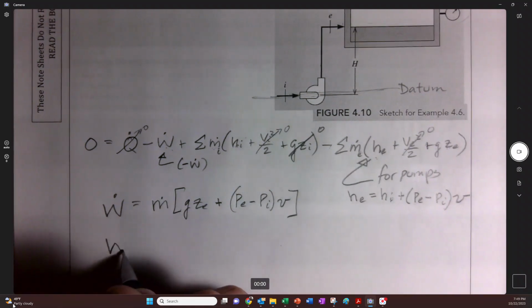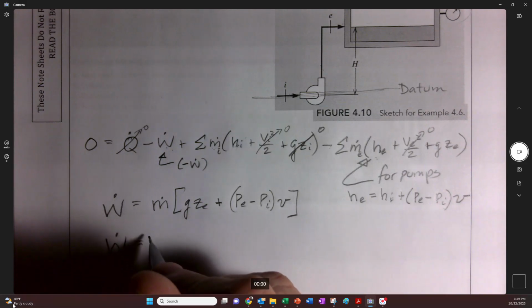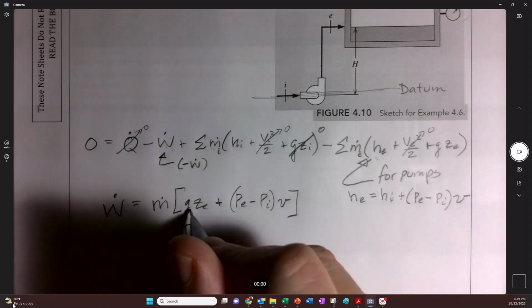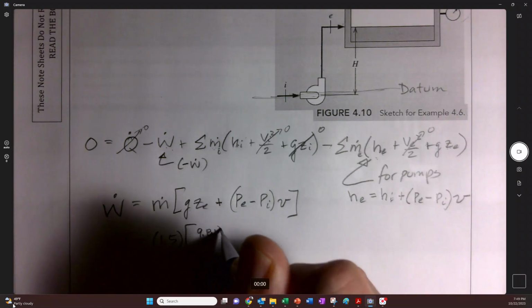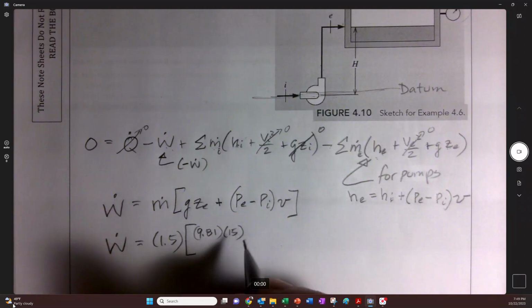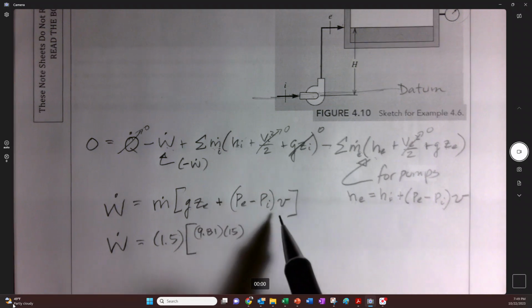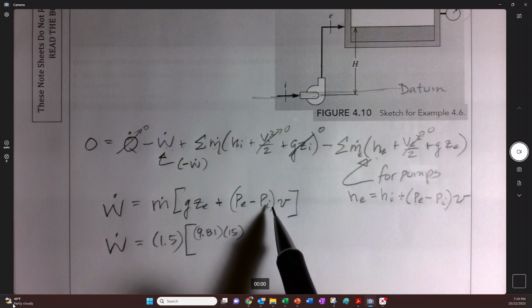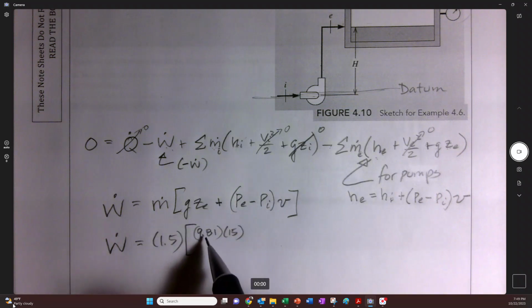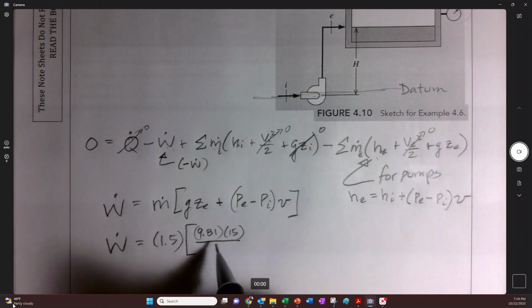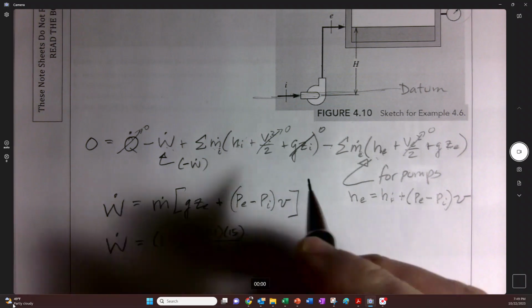So we were told the mass flow, sure, we were told 1.5 kilograms per second. We have g, which is 9.81, times z, which is 15. Now you're going to have to divide this by 1,000, because all these other things are usually going to be done in kilojoules per kilogram inside here. And this right here is going to be meters squared per second squared. And as we talked about in the previous video, if you work through that, you have to divide this by 1,000 to get them to work out.